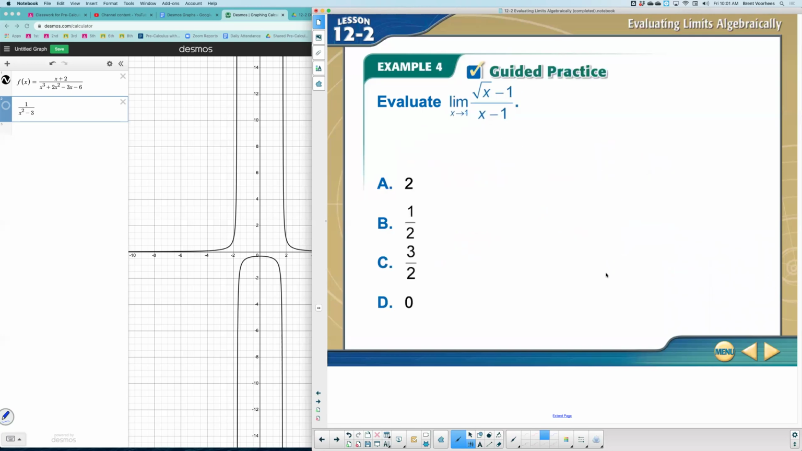So now I'll let you try this one again. What you're going to need to do here is multiply by the conjugate, which would be the quantity of the square root of x plus 1 here.